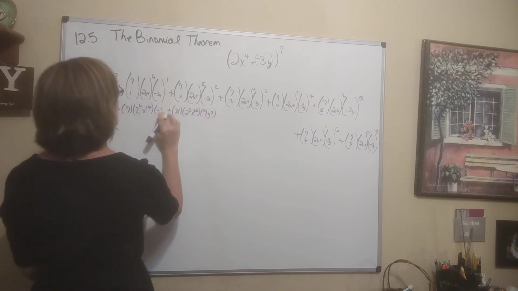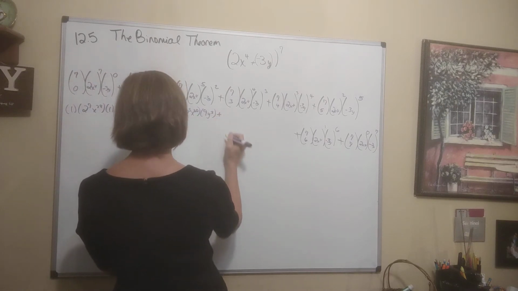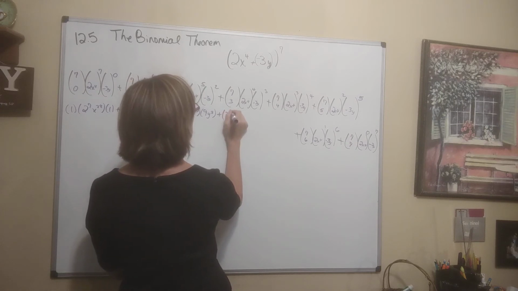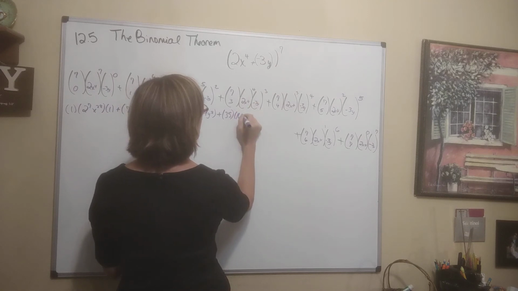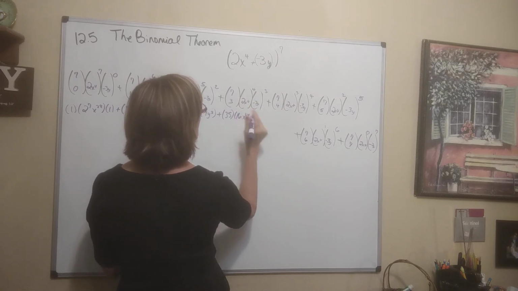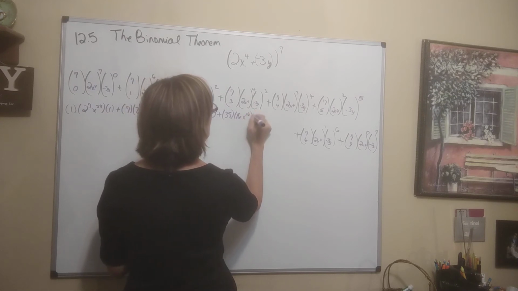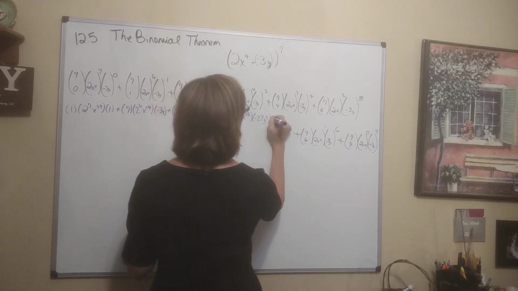Oops, I left off my y right here. 7 choose 3 is going to be 35. 2 to the 4th is 16, x to the... 4 times 4 is 16. Negative 3 to the 3rd is negative 27y cubed.